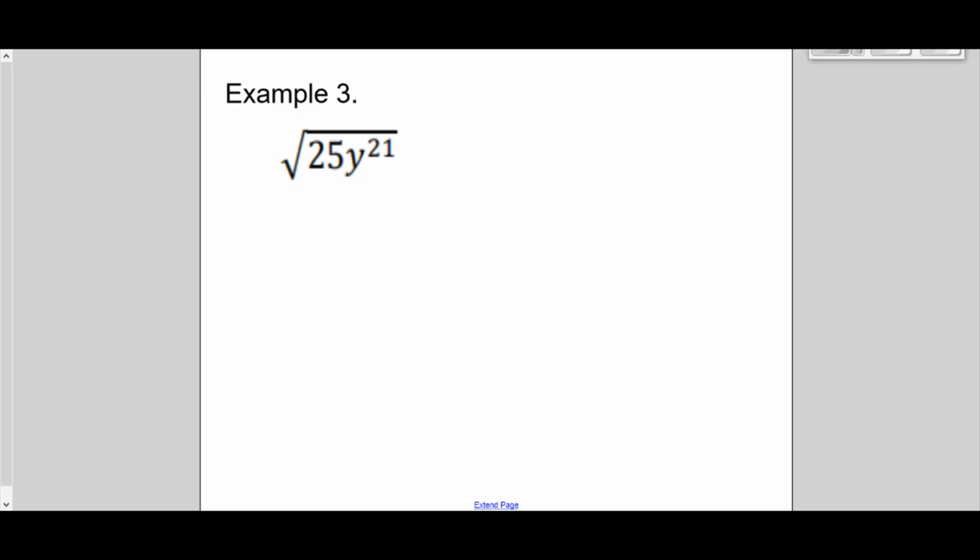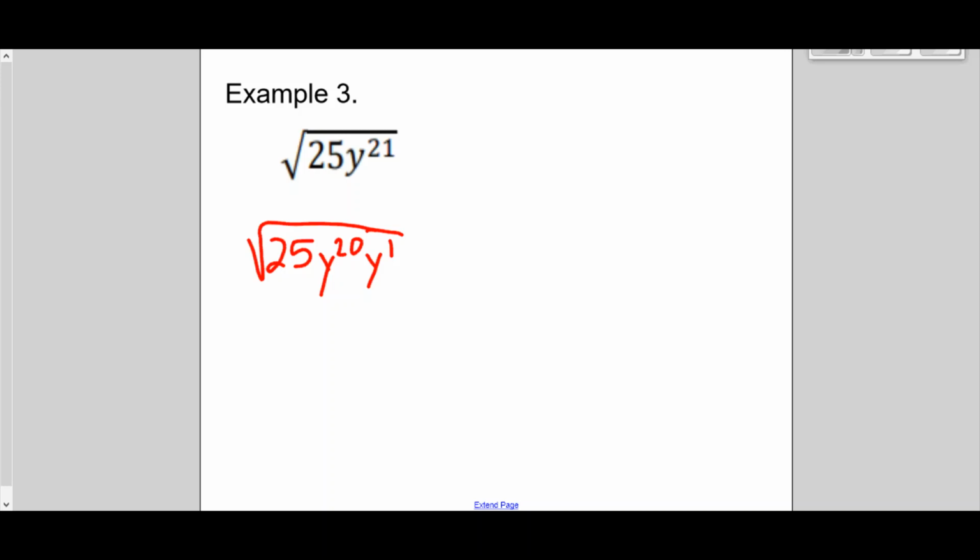Example 3, square root of 25y to the 21st. So now we have a number and a letter, and this is fine. We can handle this. So 25, you think of your perfect squares, 25 is one of your perfect squares. So you do want that list out. If you don't have it, there's a link in Google Classroom for it. So the square root of 25 is a perfect square. The 21st, well, that's odd, so I'm going to reduce it by 1. So it's going to say y to the 20 times y to the first, just accounting for that one that I reduced 21 by.